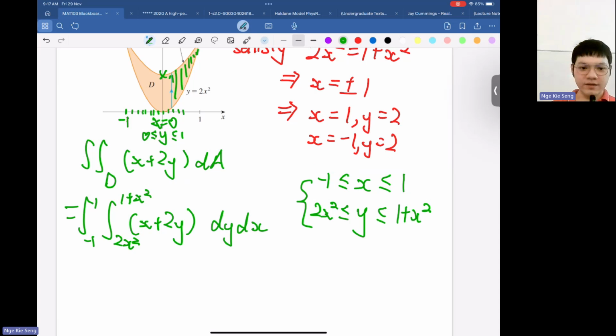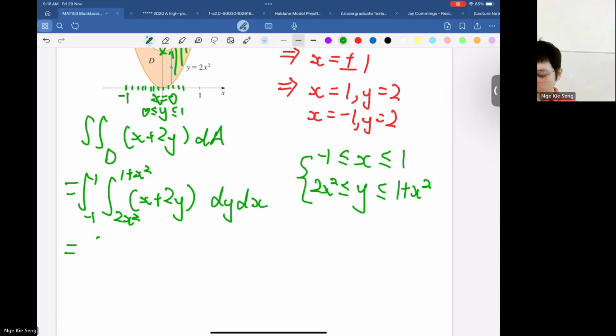Do you want to try and compute this, and tell me what the answer is? Try and compute this.